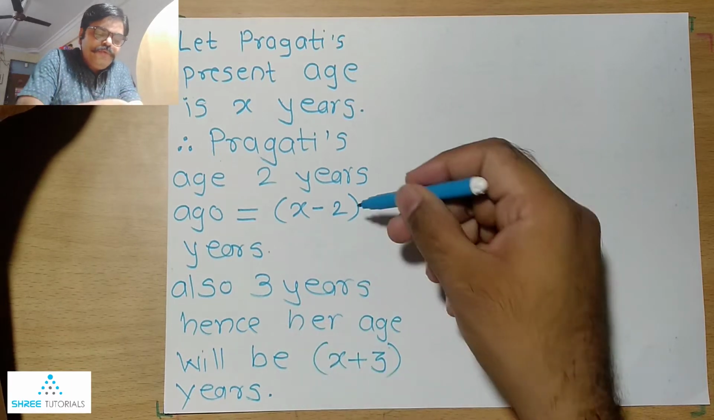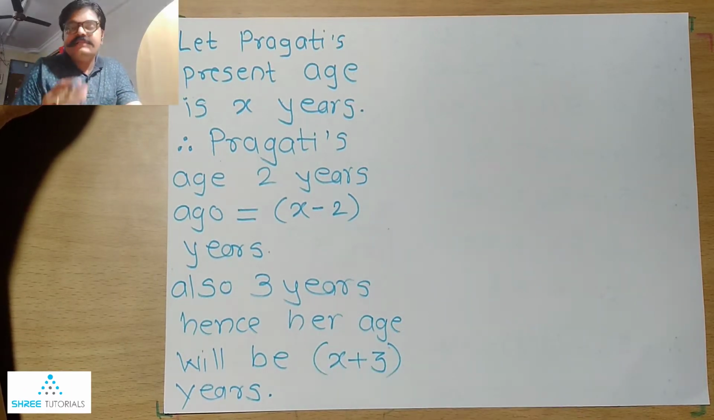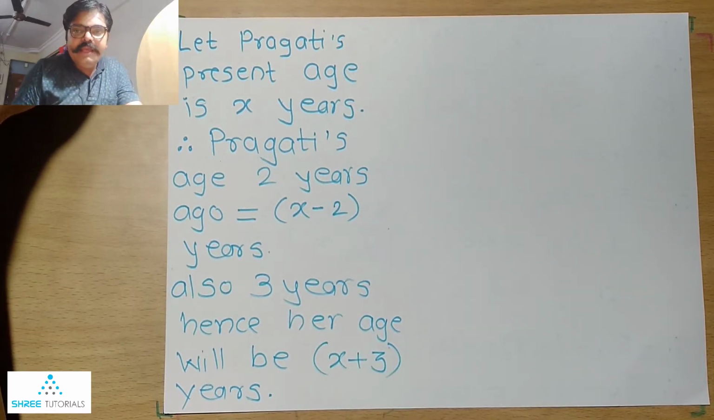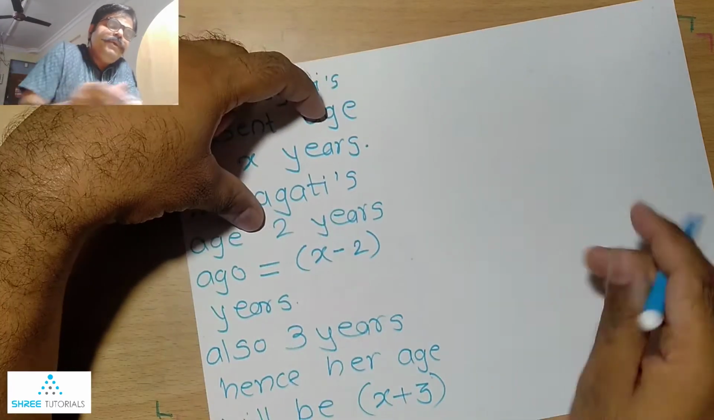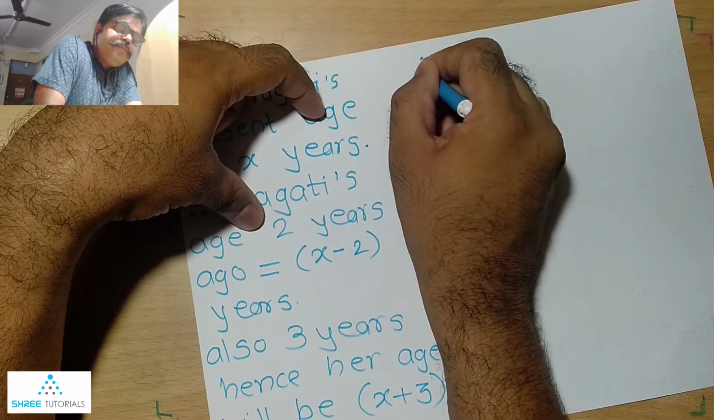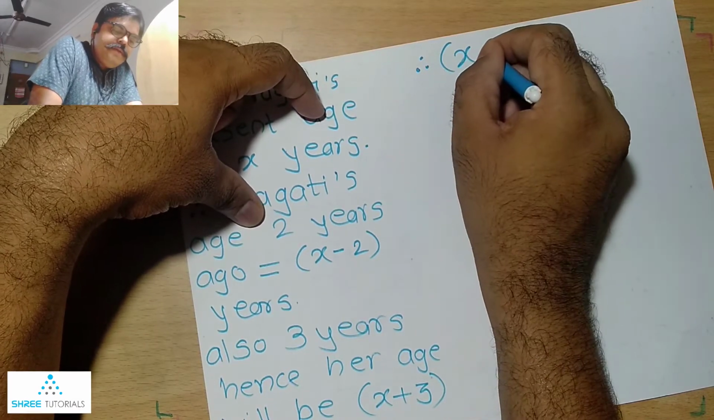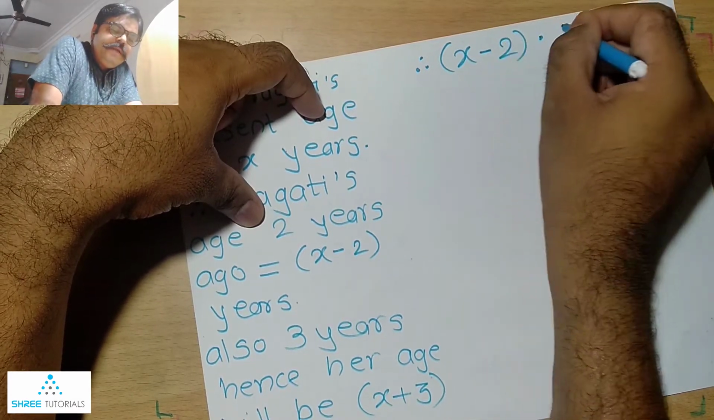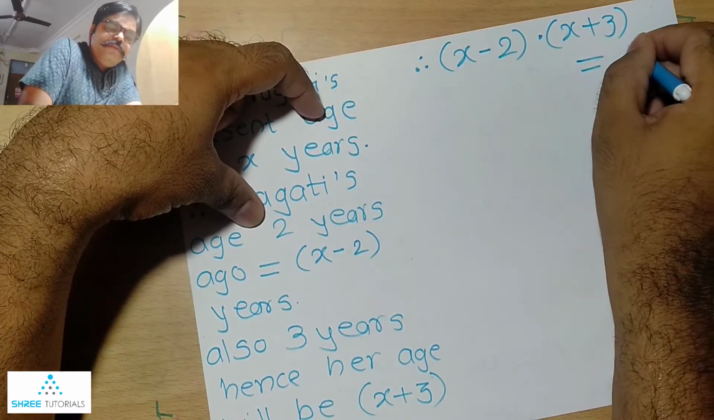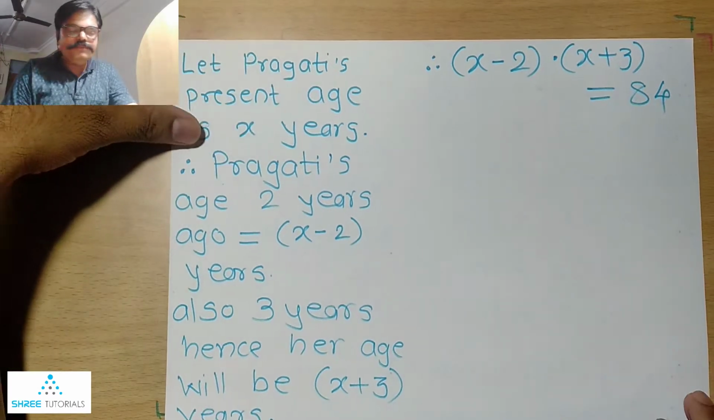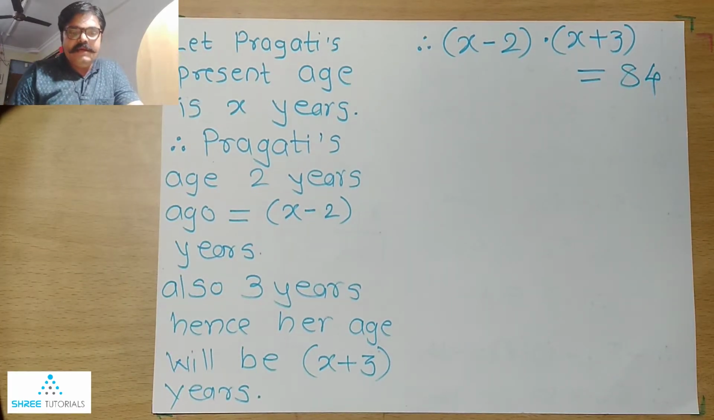Okay, so the product of both of these ages is what they have given us, that is 84. So that is what we are going to use in a formula. Therefore, X minus 2 multiplied by X plus 3 is what they have given us to be 84.